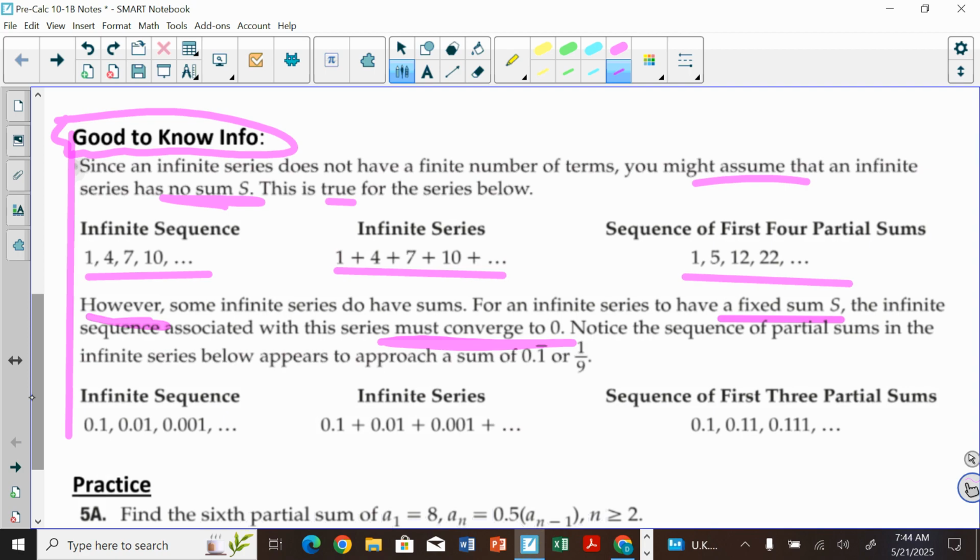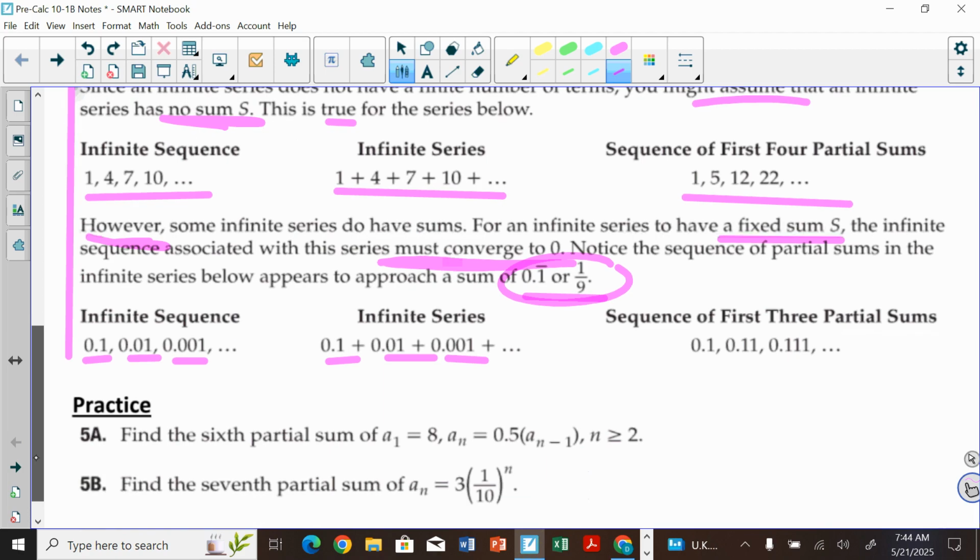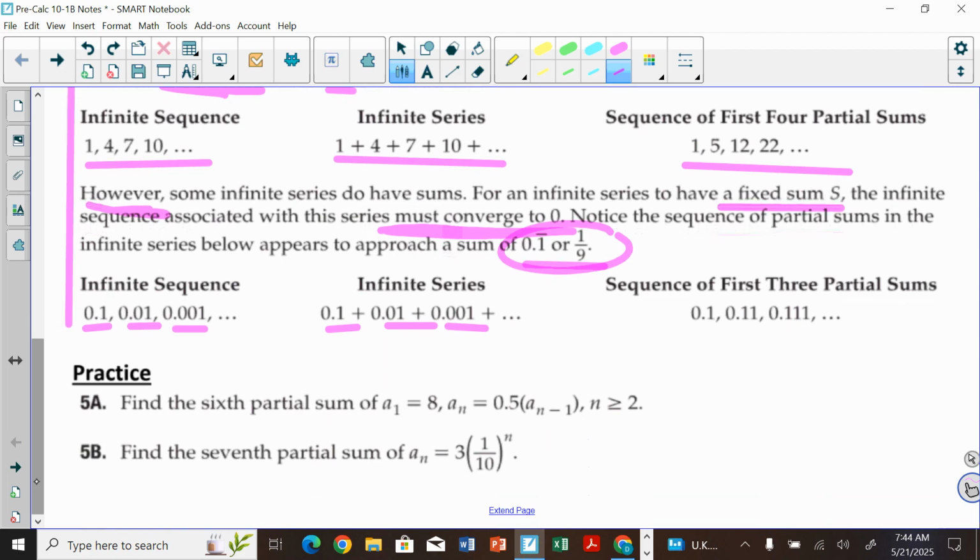Notice the sequence of partial sums in the infinite series below appears to approach a sum of 0.1 repeating, or 1/9, right? So in this case, we had this sequence where you're constantly adding one more 0 before the 1, and it's just going to keep going and going and going. Eventually, it's going to be 0.111111 or 1/9 here. So in that case, you do have a sum because it's never going to get any bigger than that. All right, so keep that in mind as we roll through some of these things here, because there's a couple examples of each of them.